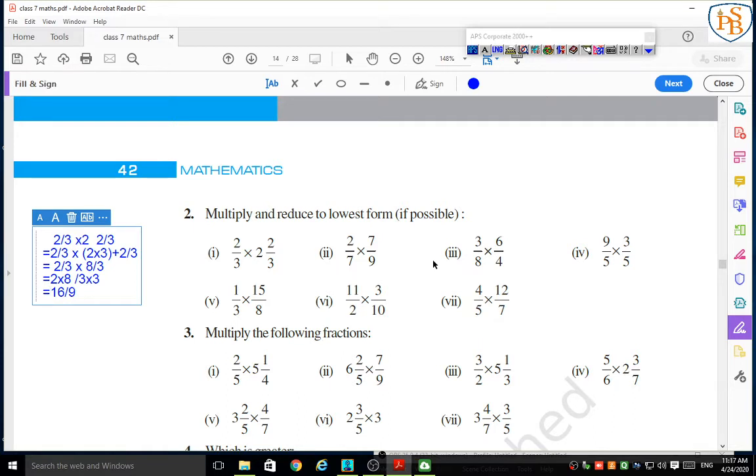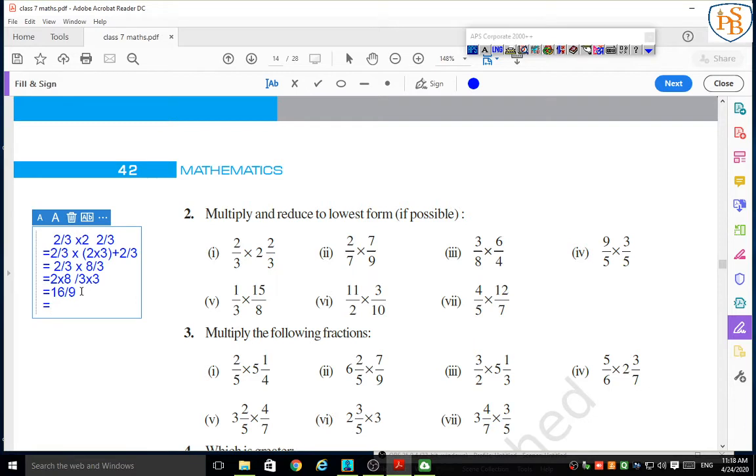Do you get this? I will wait for a few seconds. Just recall it again. Okay. Now this is an improper fraction. Now we have to convert it again into a mixed fraction. So look at here carefully. How can we solve this?